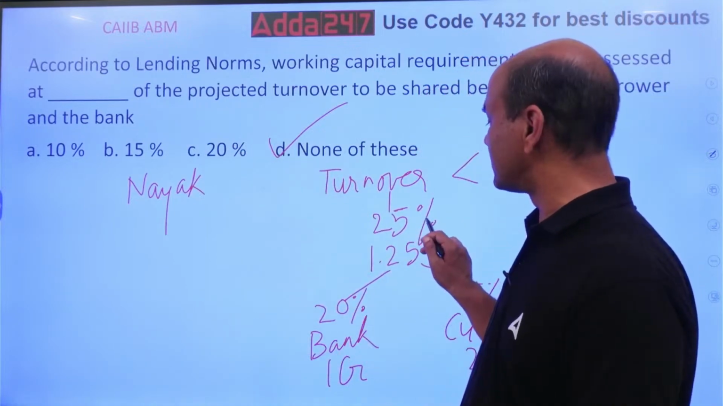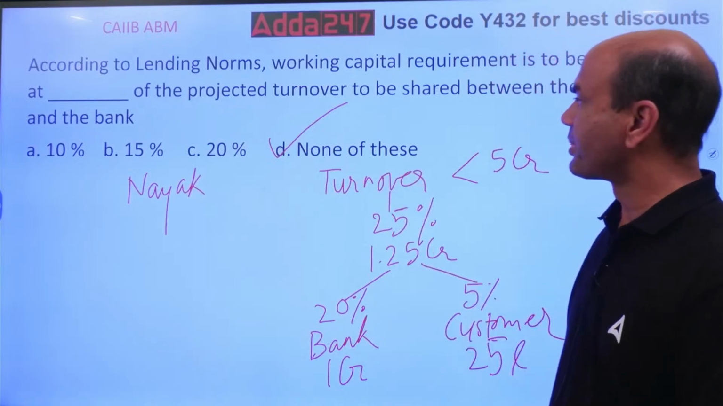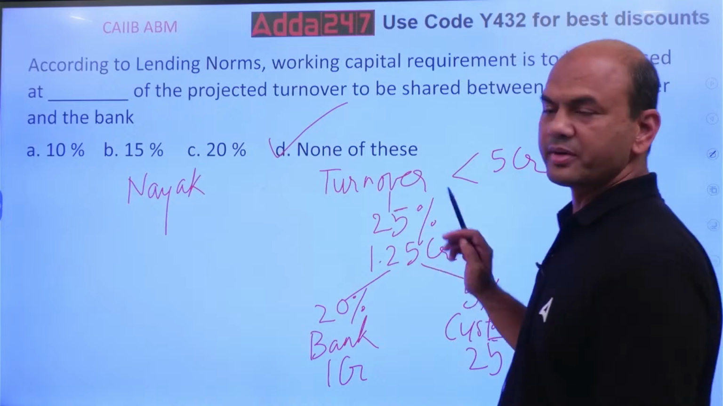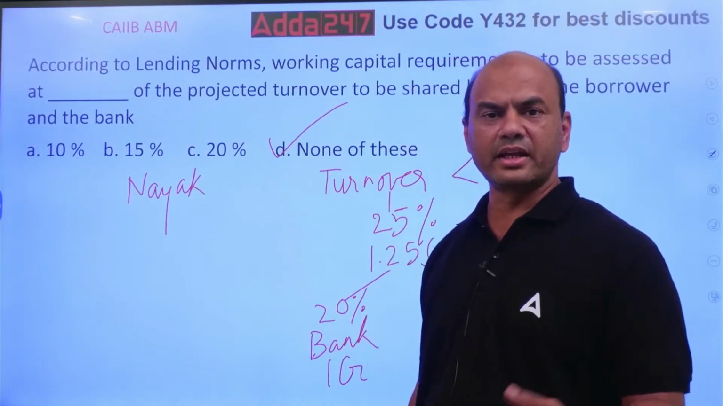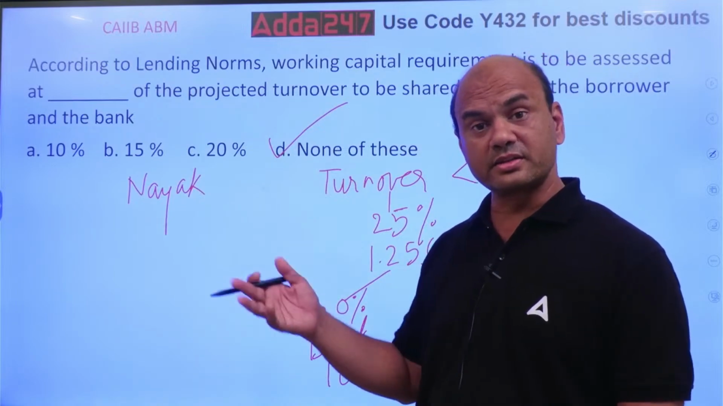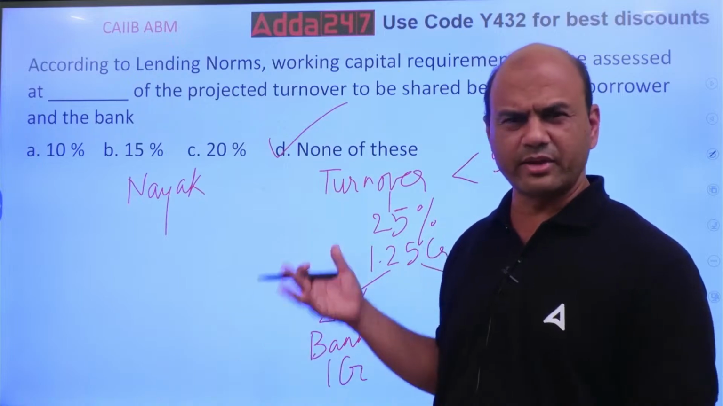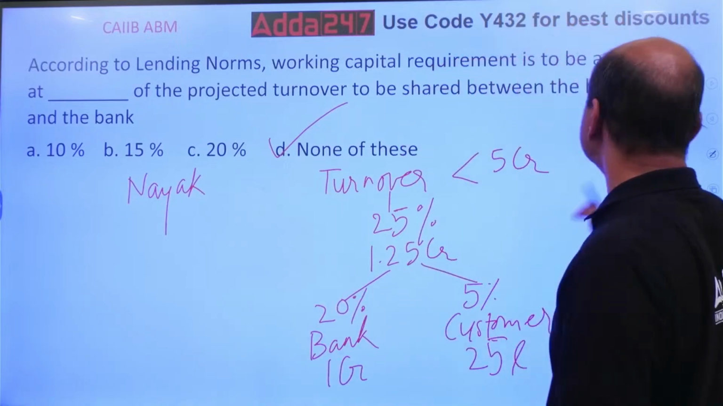This 20% which you have answered is this, but the question is on this. So that's why the answer is 25%. Remember, there are 3 methods. One is the Nayak committee, second is the Tandon committee, and third is others, regression and others. We'll see that. We have one question on that.